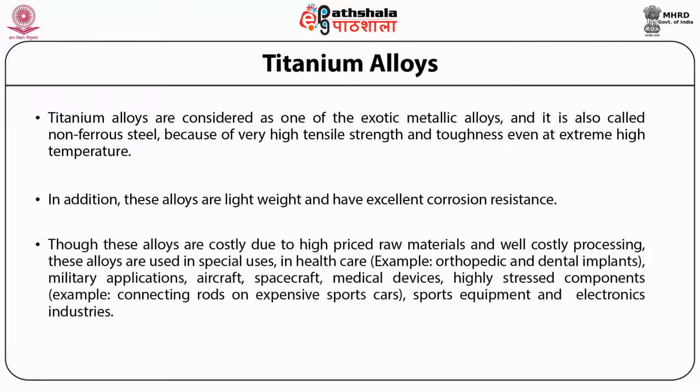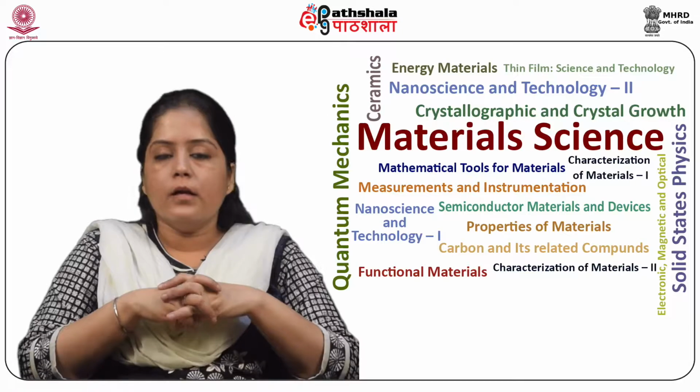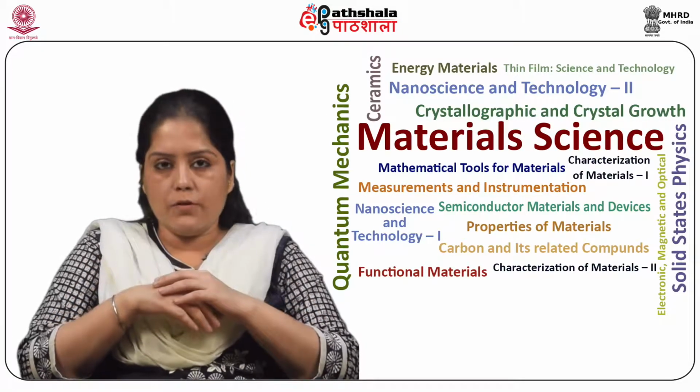Though these alloys are costly due to high priced raw materials and costly processing, they are used in special uses in healthcare, for example, orthopedic and dental implants, military applications, aircraft, spacecraft, medical devices, highly stressed components, for example, connecting rods on expensive sports cars, sports equipment, and electronics industries. Now let us discuss other types of alloys.